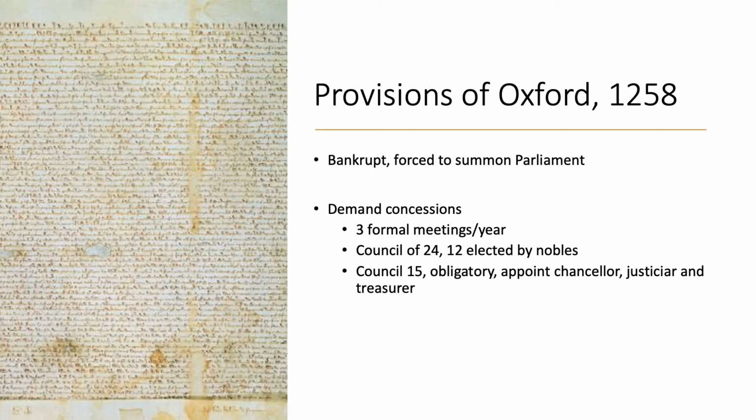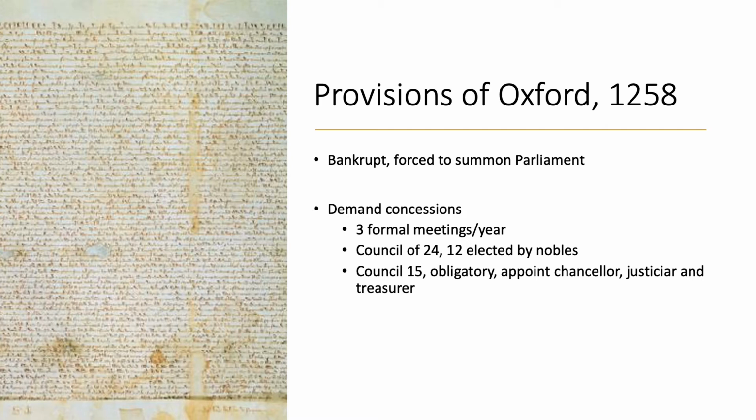And so what they say is not just summoning us when you want money, but summoning us at least 3 times a year. And they want to establish a more defined structure. So a council of 24, so the king can appoint 12 people, and then the nobles appoint 12 people. And then another council of 15. This council will then appoint the chancellor, the justiciar, and the treasurer. So all of those key positions in the government are now chosen not by the king, but by the nobility.